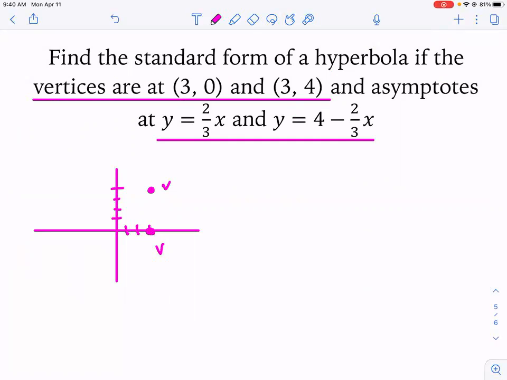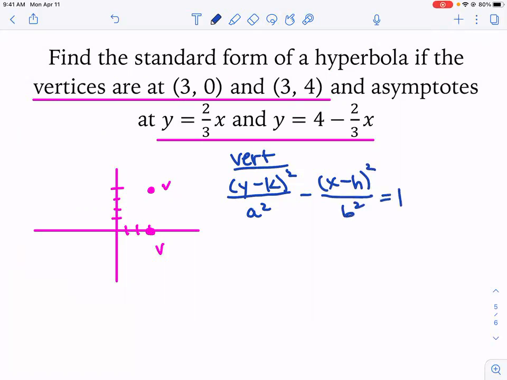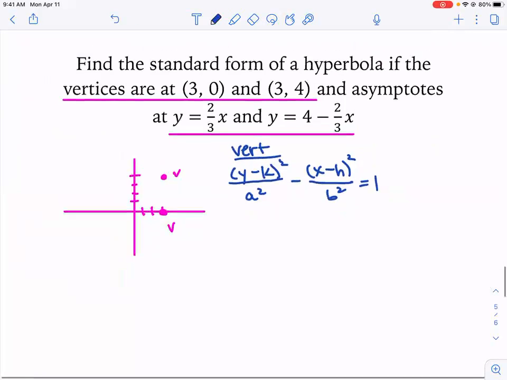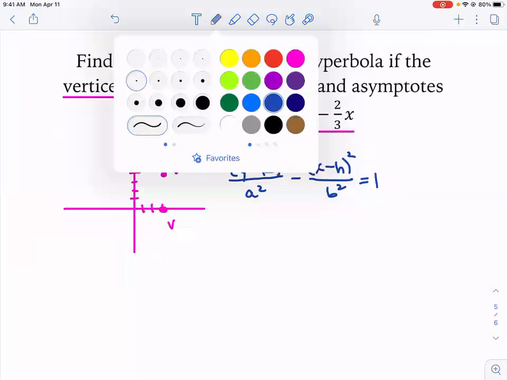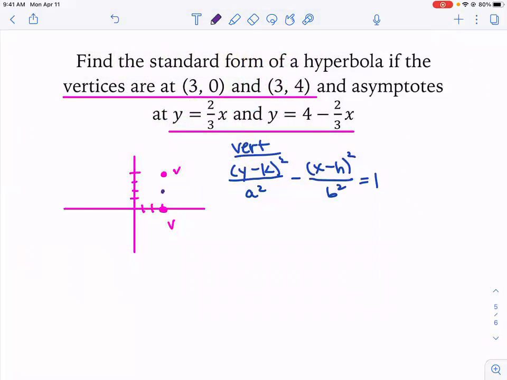All right, is it a vertical or a horizontal? Vertical. Our vertices are vertical from each other. So we are going to have a vertical hyperbola. So we have (y minus k) squared over a squared minus (x minus h) squared over b squared equals 1. All right. So what's some information that we know? Since our vertices are there, where must our center be? In between them. Our center is at (3, 2).